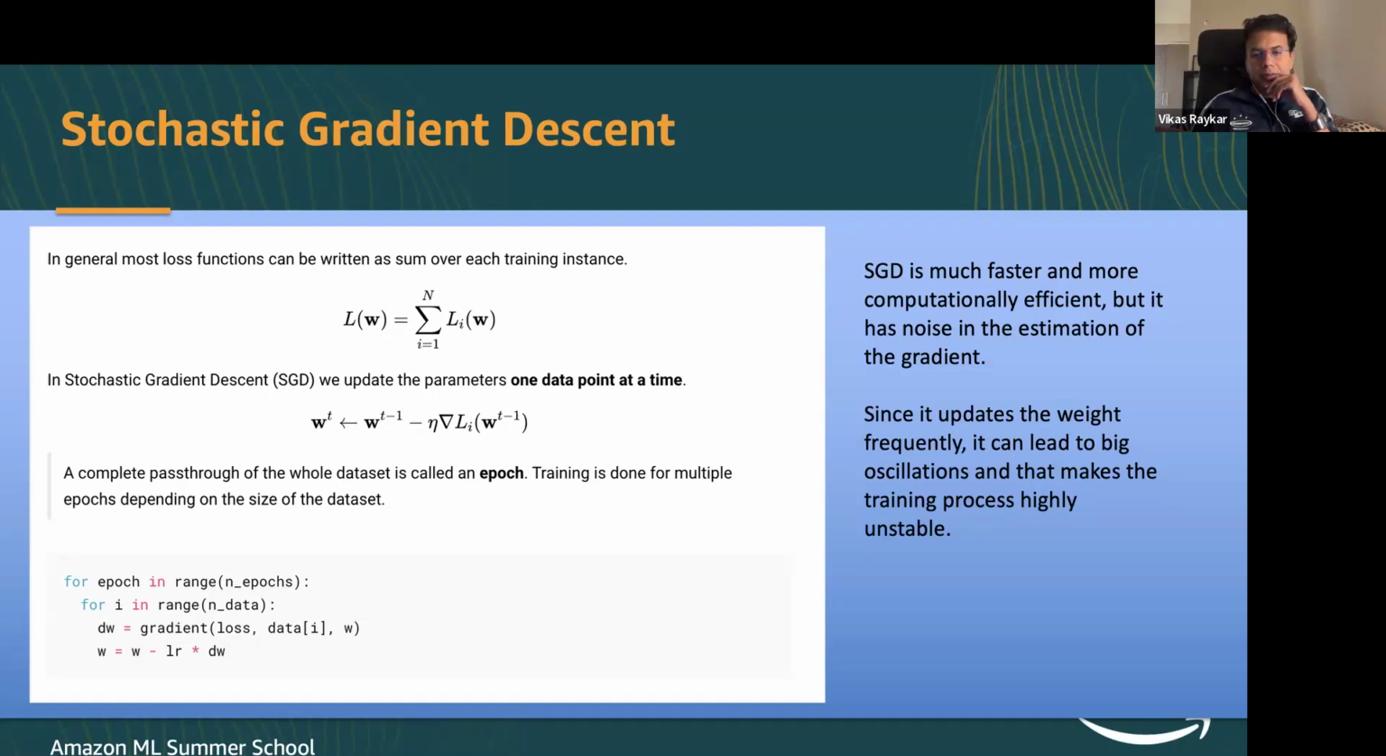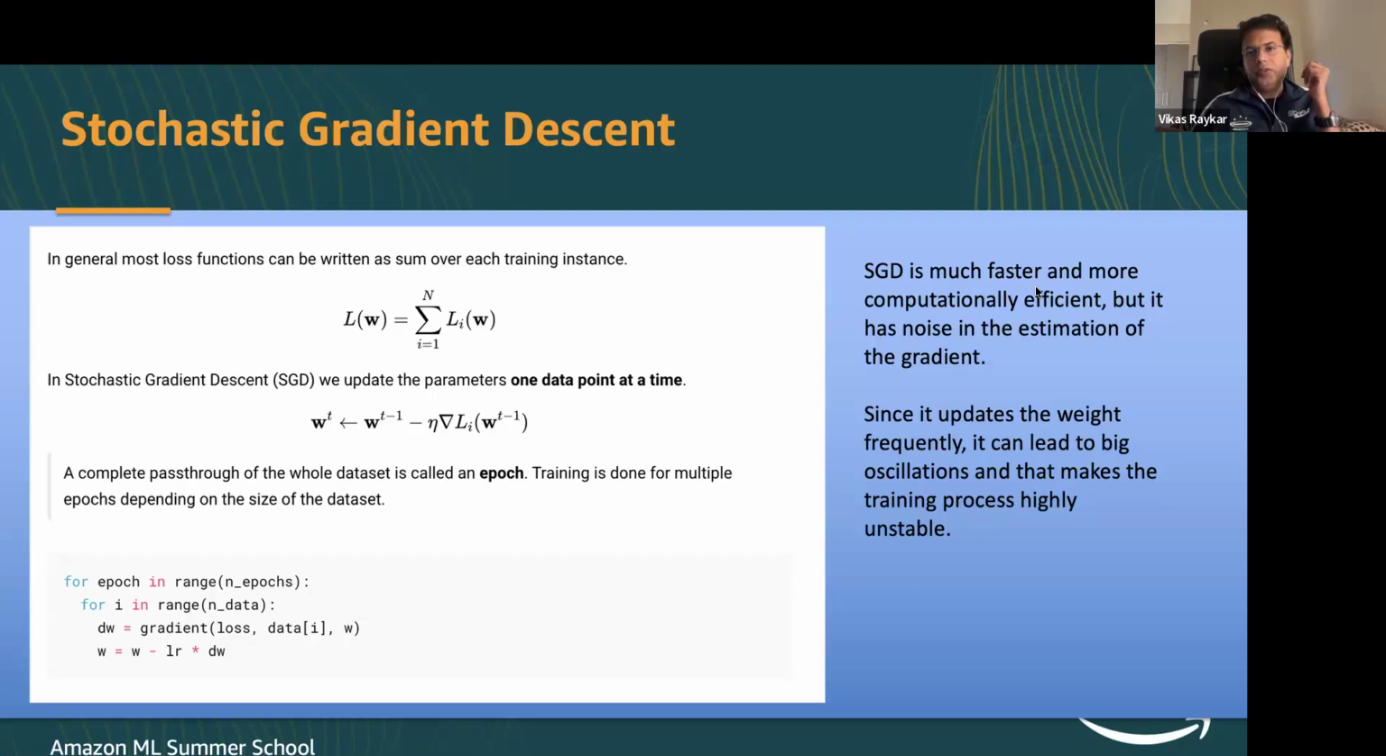A complete pass through the data is called an epoch. So for each epoch, you iterate over all the examples. For each example, I compute the gradient, and then I compute the update via the standard gradient descent update formula.